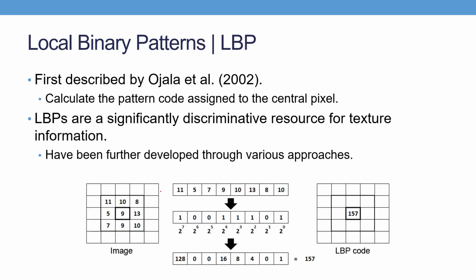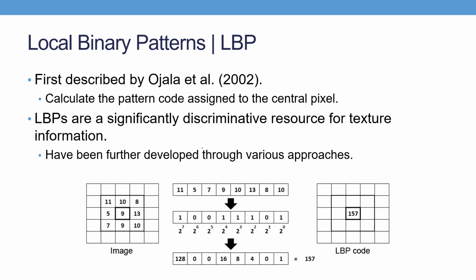Local binary patterns is a well-known texture analysis method, and it is based on how a pixel is related to its neighborhood. So it's a significantly discriminative feature. There are a lot of approaches that are based on LBP. It considers a pixel and its neighborhood to compute a decimal code.